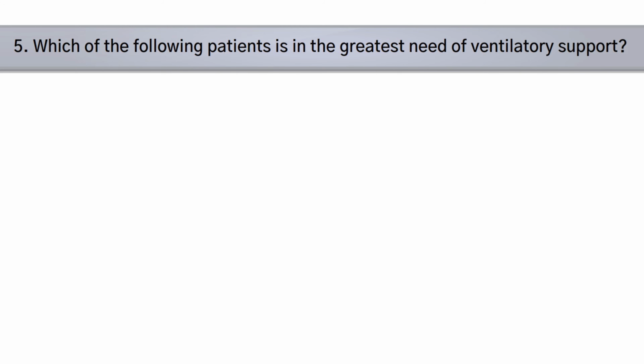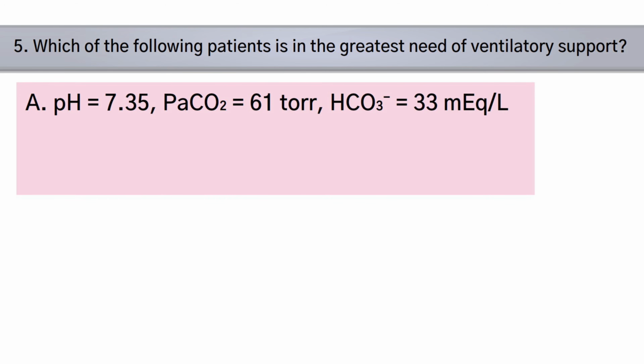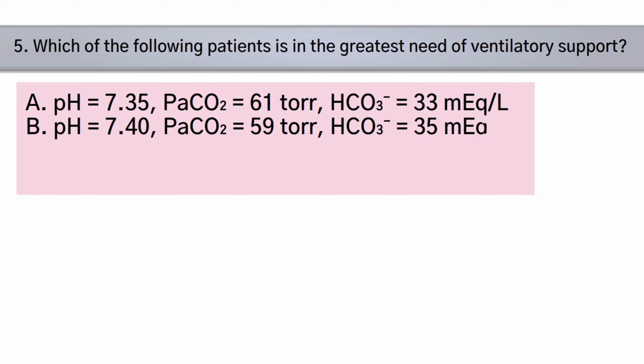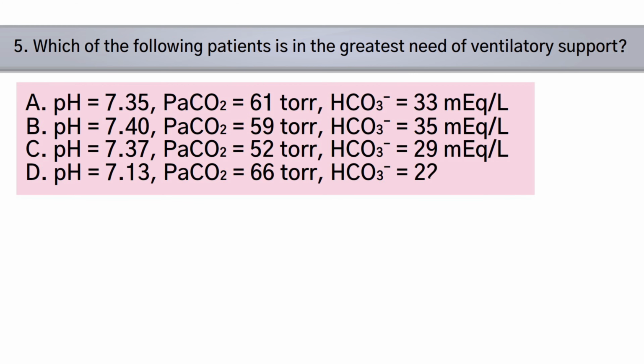Question number 5. Which of the following patients is in the greatest need of ventilatory support? A. pH of 7.35, PaCO₂ of 61, bicarb of 33. B. pH of 7.40, PaCO₂ of 59, bicarb of 35. C. pH of 7.37, PaCO₂ of 52, bicarb of 29. D. pH of 7.13, PaCO₂ of 66, bicarb of 22.